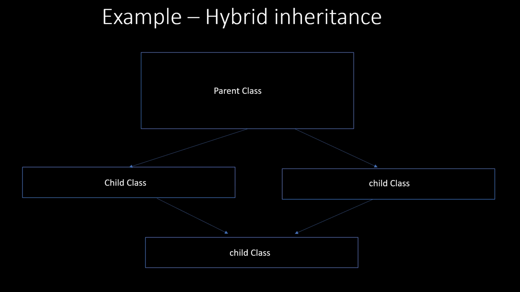And then we have the hybrid inheritance, where the parent class will have two child classes. Again, these two child classes will link with another child class. So this is called as hybrid inheritance. This is one type of inheritance which is allowed in C++ or Java.